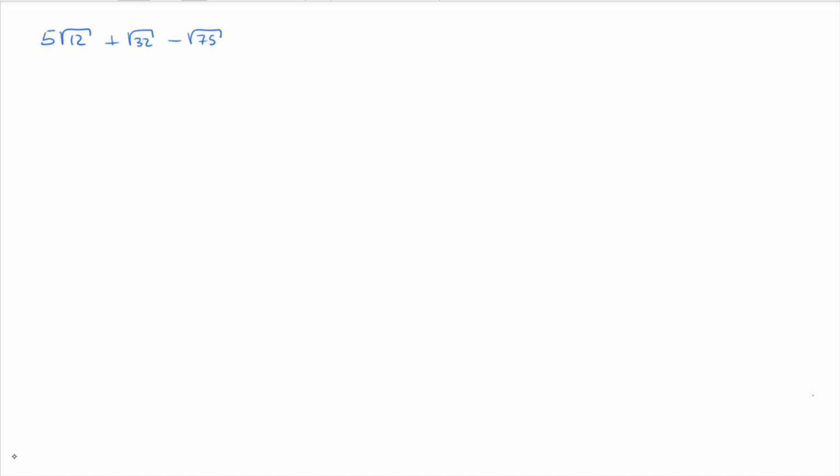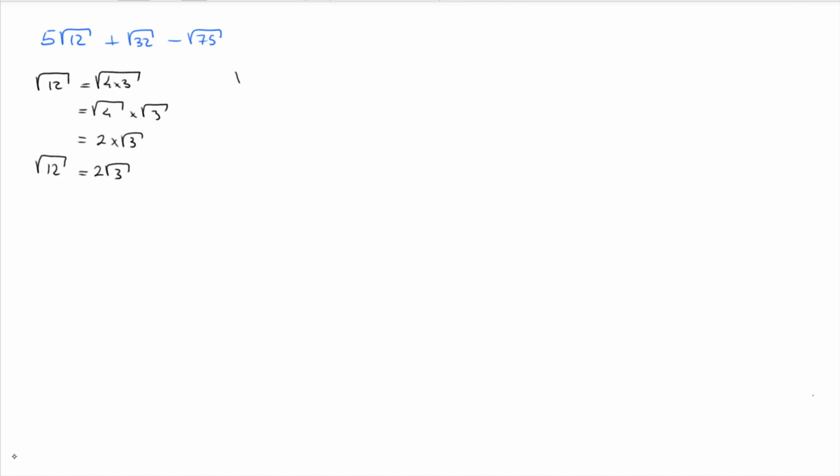So, the square root of 12, well, that's equal to the square root of 4 times 3. In turn, that's equal to the square root of 4 times the square root of 3, and the square root of 4 is equal to 2. So this is equal to 2 times the square root of 3. And we write this, the square root of 12 equals 2 root 3. We move on to the second one.